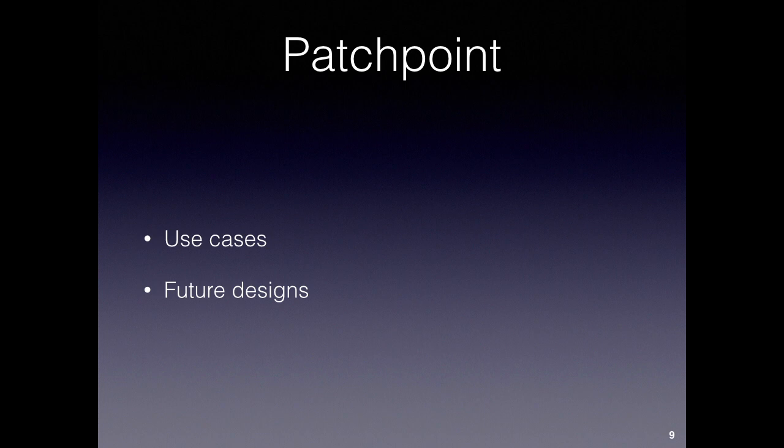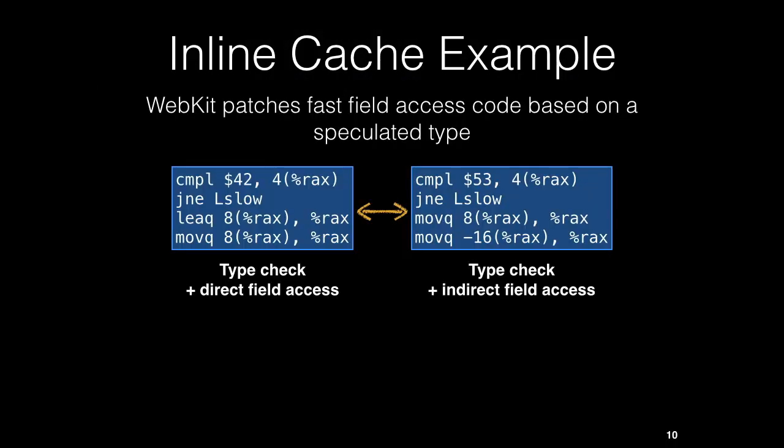So I'm going to show you some examples now of how patchpoint is used within FTL, and then talk a little bit about future design changes to patchpoint. I'll have to go through some of these examples quickly, but what I'd like to show you is inline caching. This is an important use case, and you've seen this in the past for method optimizing dynamic dispatch, but WebKit has another use for this, and that's optimizing field access.